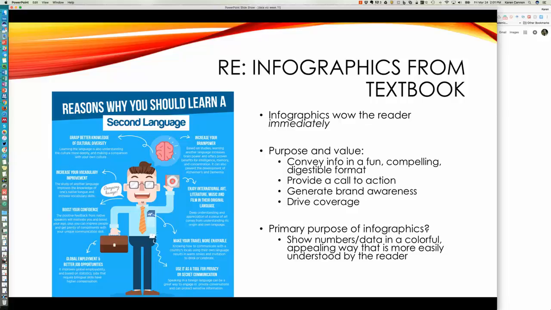But the book highlights what's really the primary purpose: to show things, to show information, data, in a colorful, appealing way, more easily understood by the reader. Okay, so ultimately that's what you're looking for in terms of creating an infographic. And I would say that sort of translates into data visualization. So not all data visualizations are infographics, but all infographics are data visualizations. And we'll talk about that a little bit more in class.